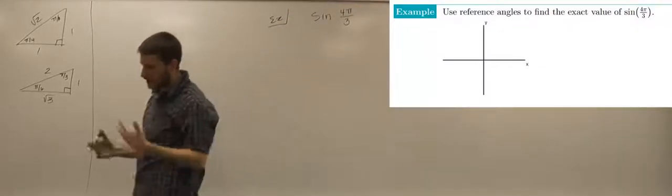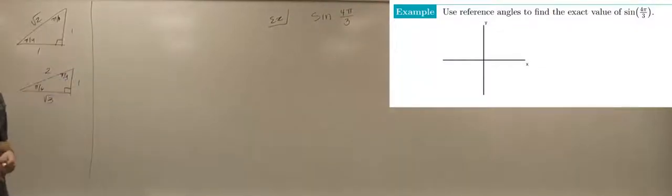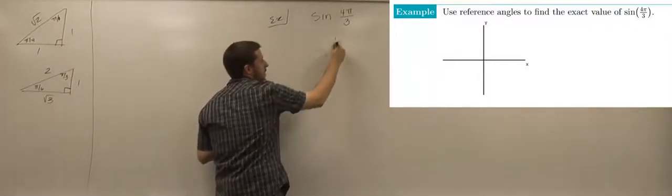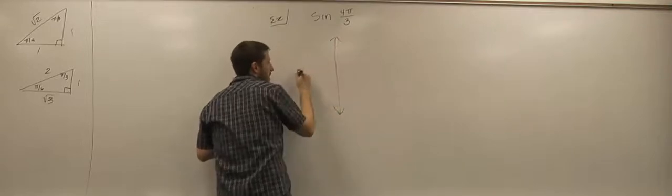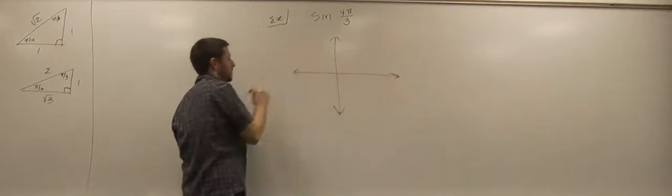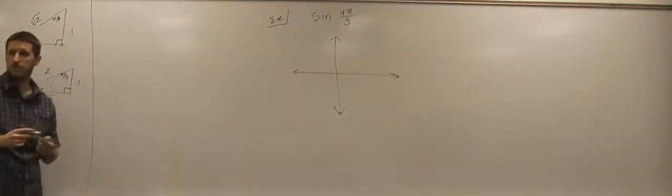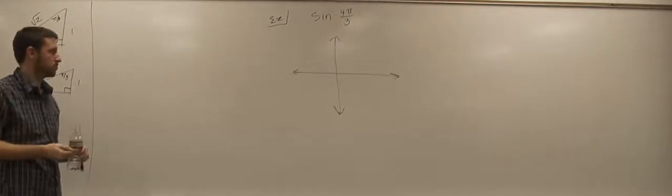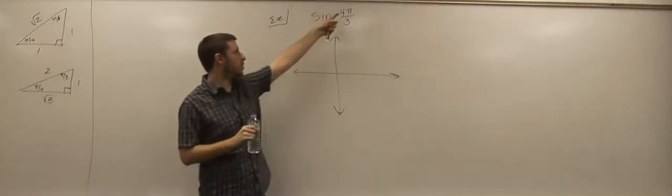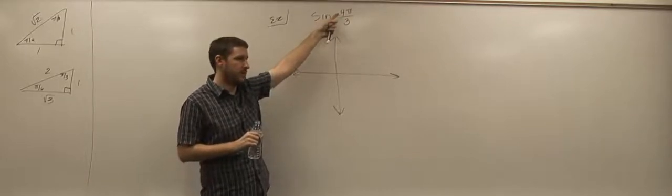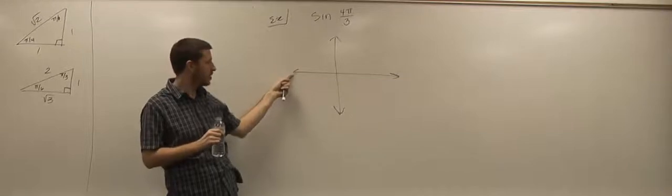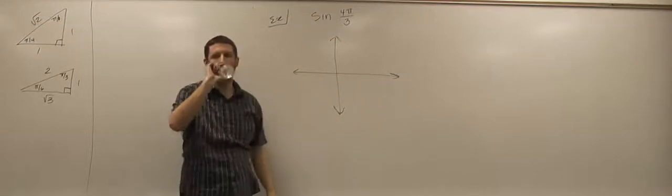Because you know how I operate, I want a picture first. Otherwise, my brain just doesn't function. So tell me, where does 4 pi over 3 land? Third quadrant. Why? It's 1 more than 3 pi over 3. Right? 3 pi over 3 lands right here. 3 pi over 3 is the same thing as pi. 4 pi over 3 is 1 more.